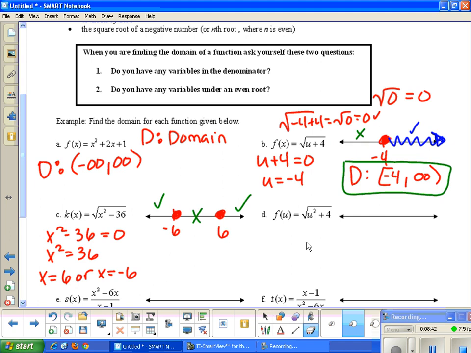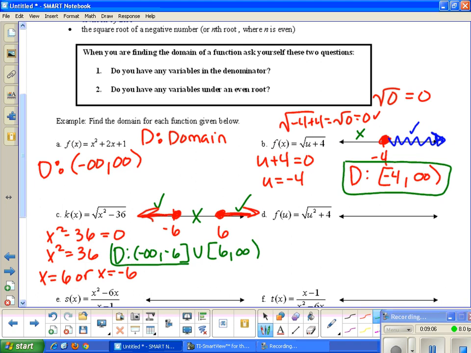So for this, that means that on my number line, I have numbers going this way, and I have numbers going this way, so that's going to help me write my domain. Just like we did before, we have parenthesis -infinity, because you always go in order of your number line, least to greatest. So -infinity to -6, we're including -6, union, bracket, 6 to infinity. So this would be the domain of this equation.